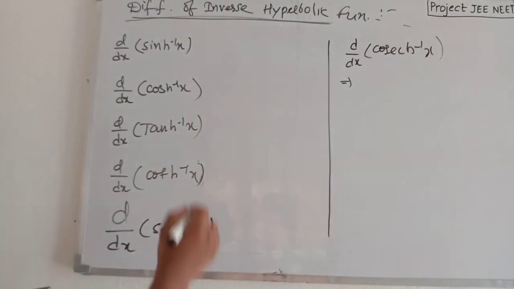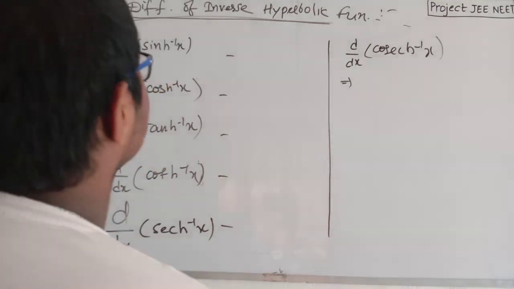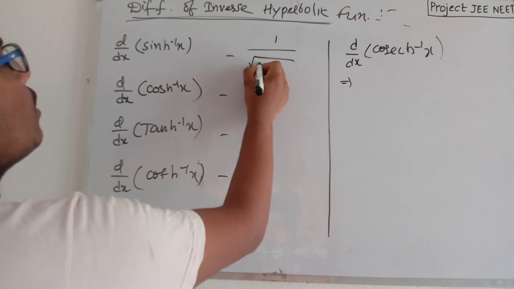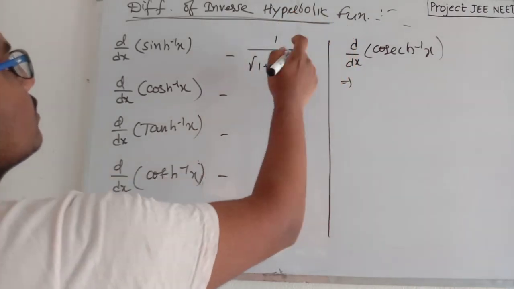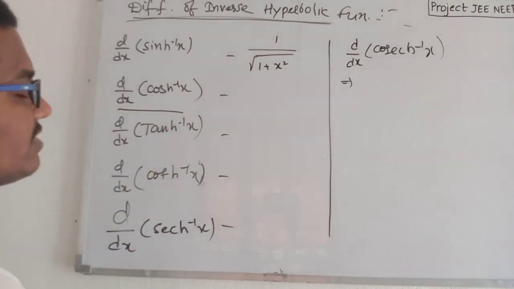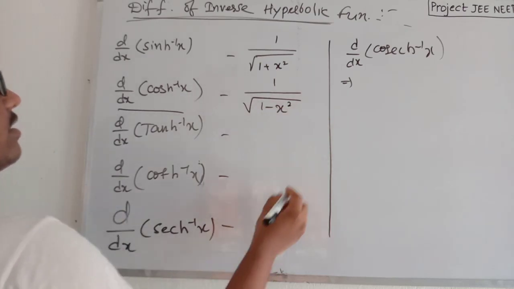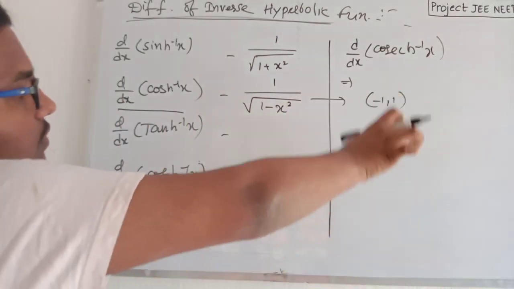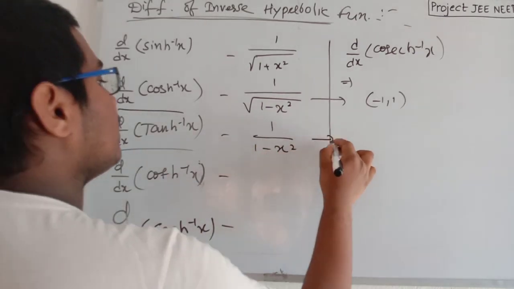Okay, so the results are somewhat weird as compared to the other set of differentiation. d by dx of sin h inverse x is 1 by under root 1 plus x square, for all values of x. d by dx of cos h inverse x is 1 by under root x square minus 1, and this has a specific range of values. d by dx of tan h inverse x is 1 by 1 minus x square for minus 1 to 1.